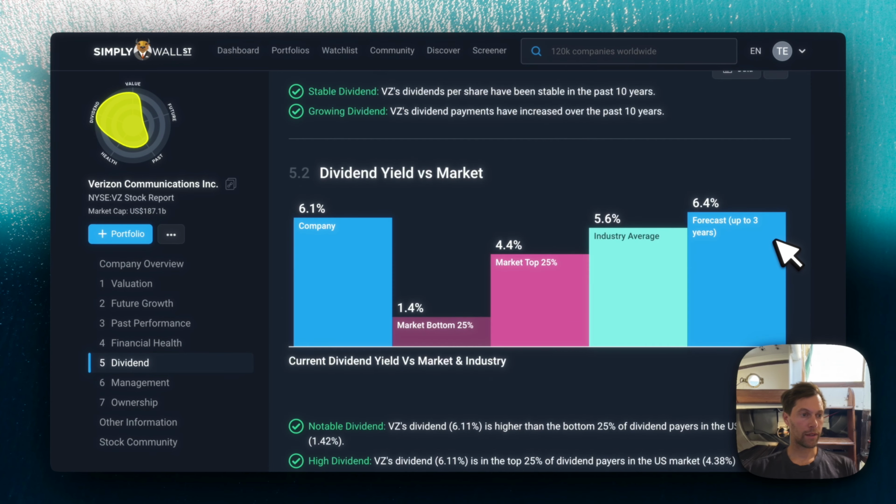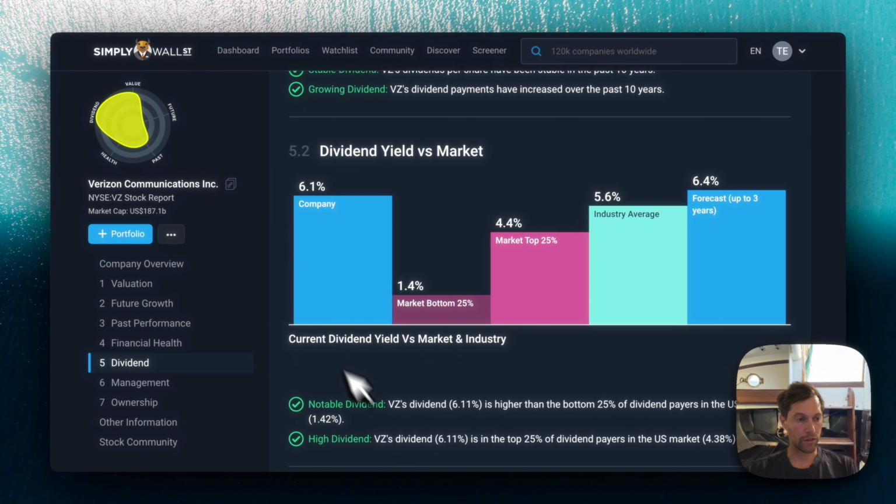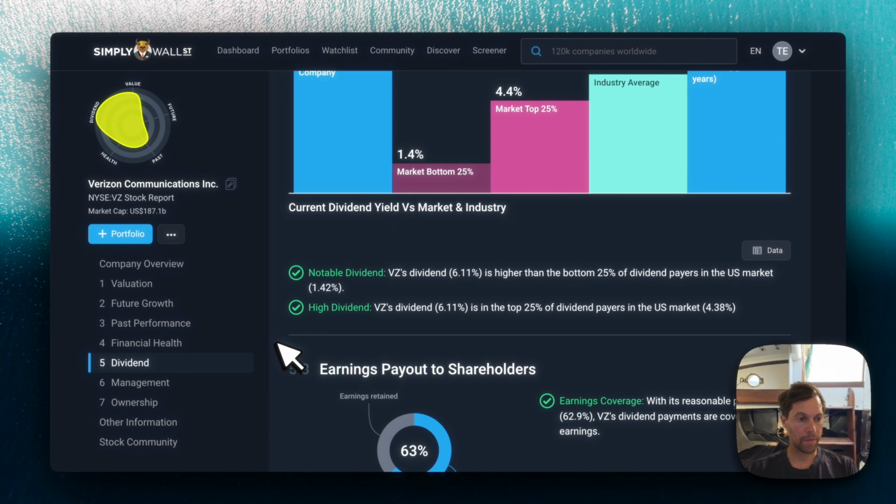From here, we can take a look at how that yield, 6.1%, compares. And as you can see, it's really up there. It's way above even the industry average. And so, again, this is really a type 3 company. So it's getting both those checks here.